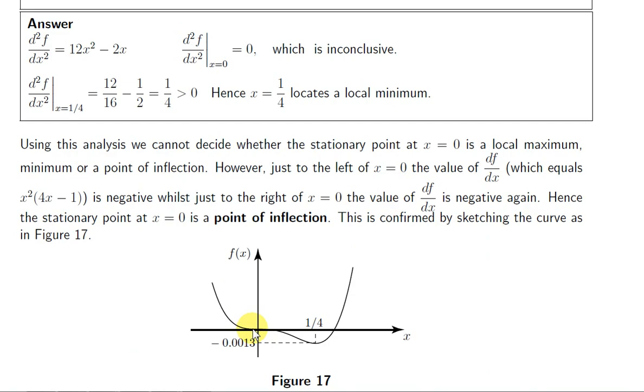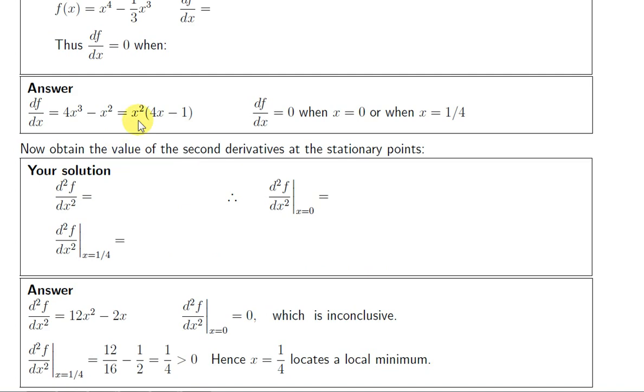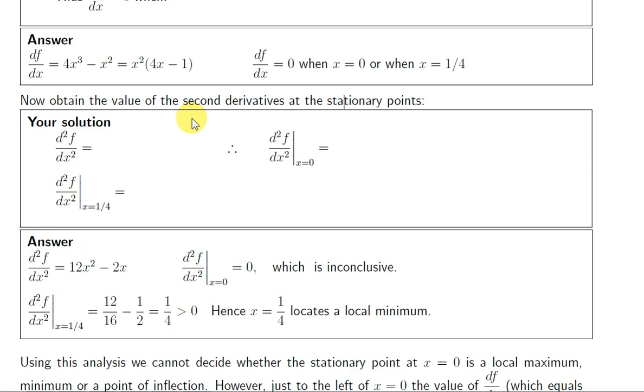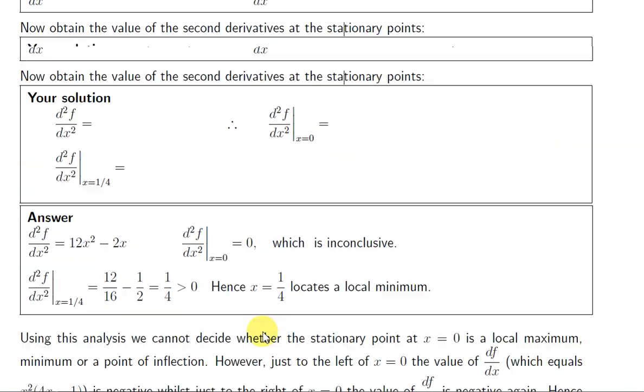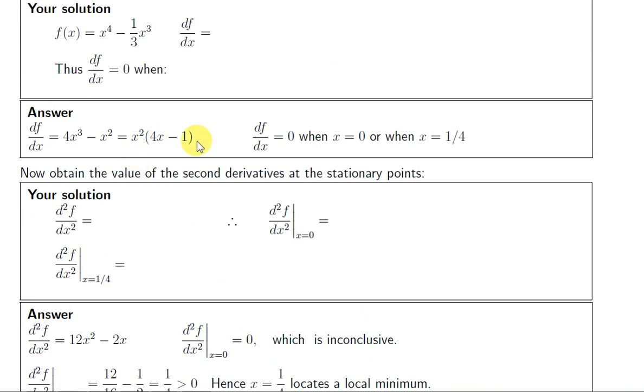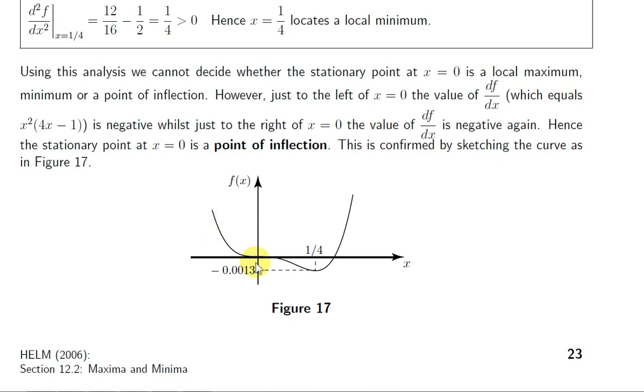So you could, for example, plug minus 0.1 into the first derivative, and you will get a negative quantity. And if you plug in plus 0.1, that's a value to the right of 0, into this here, you will also get a negative result. So the tangents are sloping down for values of x less than 0 and for values of x slightly greater than 0, until we get to x equals a quarter, of course, where the tangent is horizontal.